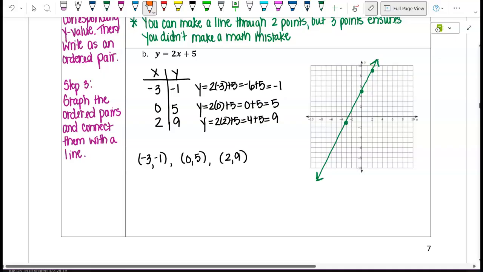And again, the last thing they ask us is to label the x and y intercepts. So right here where it crosses the x-axis, that's going to be A. And where it crosses the y-axis, that is going to be B.